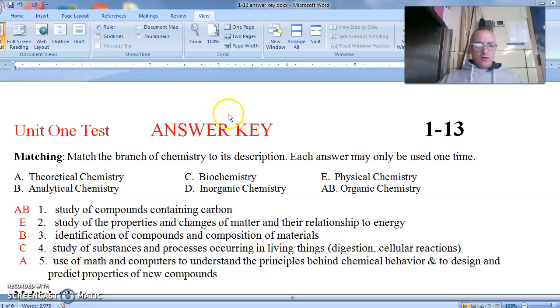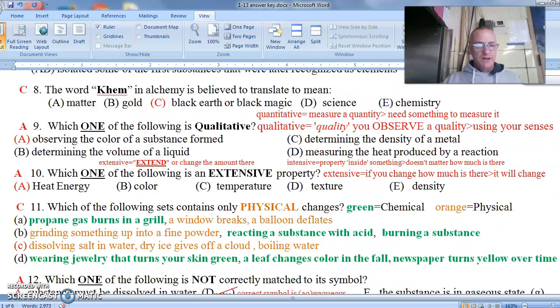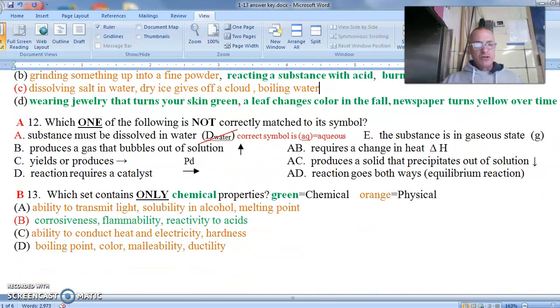Ladies and gentlemen, welcome to help video number 144, which will begin with question 12 on the Unit 1 test 1-13. This is dealing with symbols that are commonly found in chemical equations. The very first symbol here: what is the symbol that we would use for a substance that must be dissolved in water in order for the chemical reaction to occur?